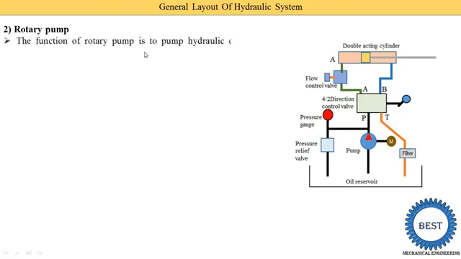The function of the rotary pump is to pump hydraulic oil to the hydraulic circuits. It means the pump sucks the oil from the oil reservoir, increases its pressure, and this high pressure oil is supplied to the hydraulic circuit. All these parts are known as the hydraulic circuit. This pressurized oil is supplied to the direction control valve, then the flow control valves and double acting cylinders. So this part is called the hydraulic circuit.